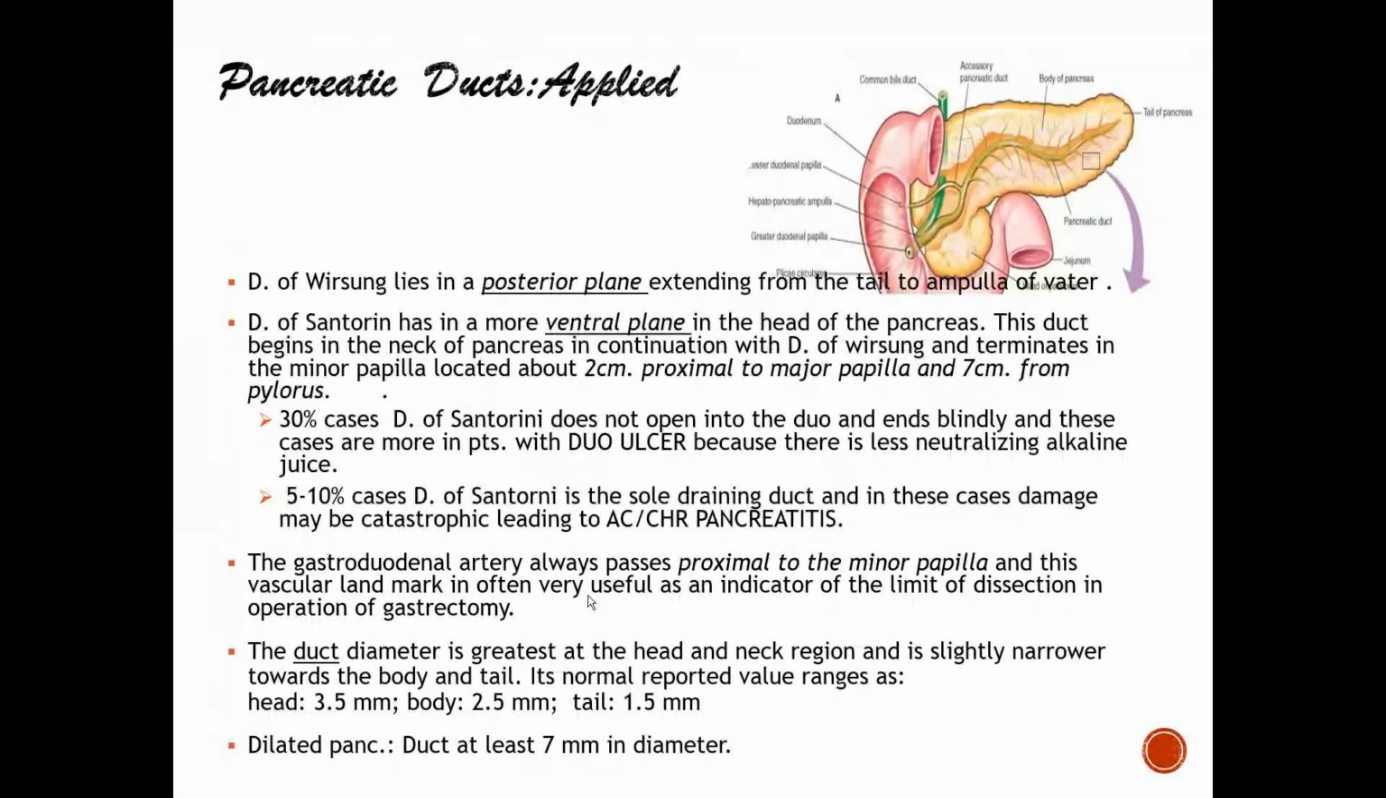But to be more exact, as you go from distal to proximal, in the region of the head, 3.5 millimeters, remember it as 4; body 2.5, remember it as 3; tail 1.5, remember it as 2. 4, 3, 2 is the easy method of remembering. If you want to be more exact, 3.5, 2.5, 1.5. Remember, there are a number of variations, and that's why unless you have a diameter of more than 7 millimeters, you never call it a dilated pancreatic duct. These two facts are important. To say the pancreatic duct is dilated, you should have a diameter of at least 7 millimeters, and otherwise the normal diameter is 432, or 3.5, 2.5, 1.5 to be more exact.